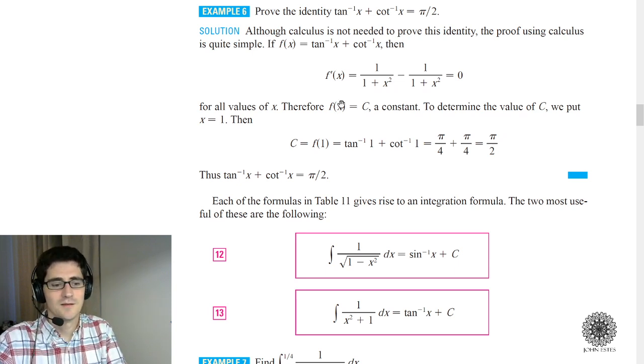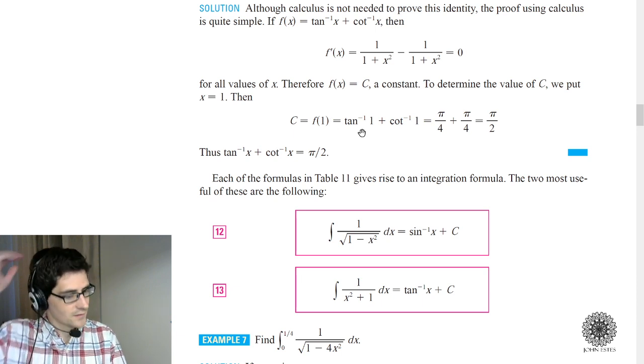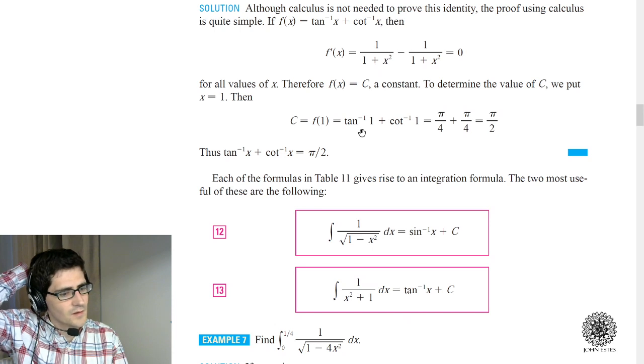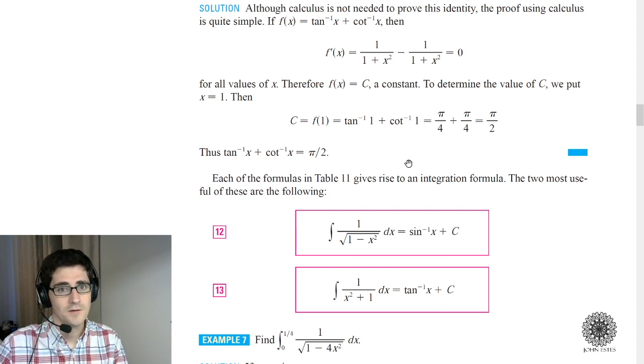Okay, does that make sense? Because the function is a constant. So the one the book picks, which I think is a good choice, let's pick 1 because that's something I know with tangent pretty quickly. I know that if I have 1 in tan inverse, again I'm thinking what angle, tangent of that angle is 1? Pi over 4. Same for cotangent.